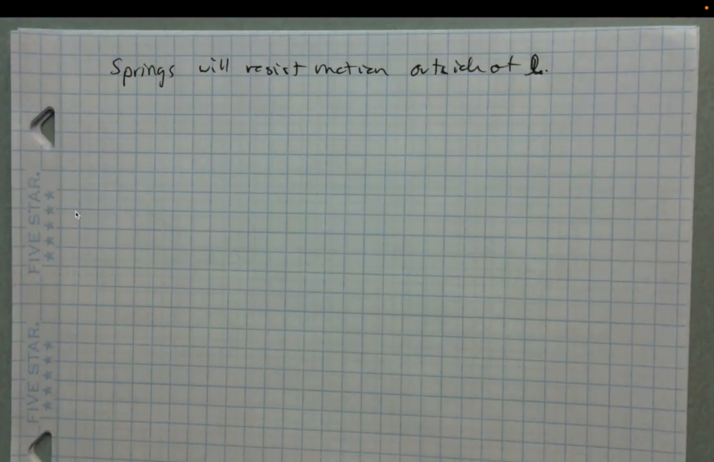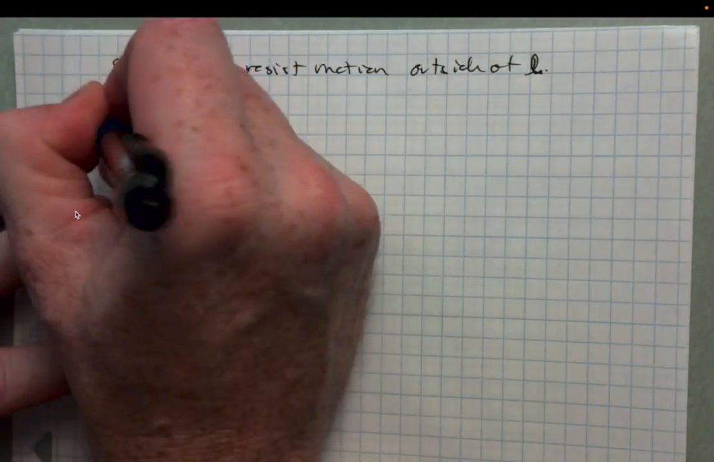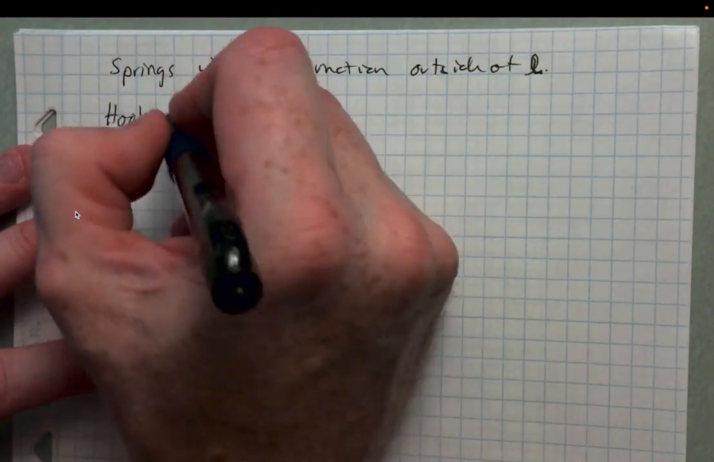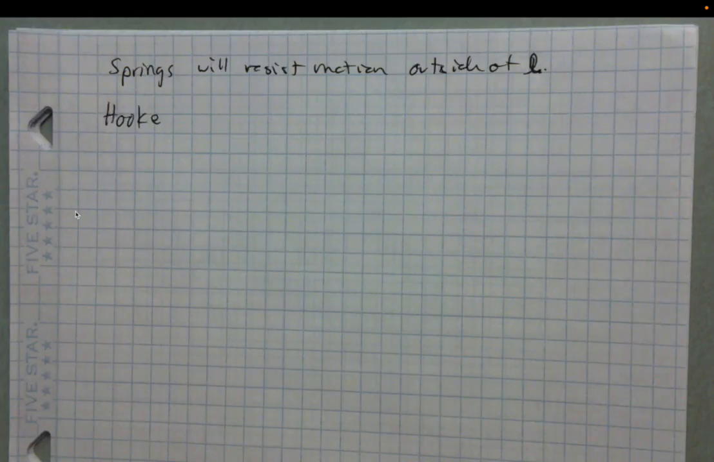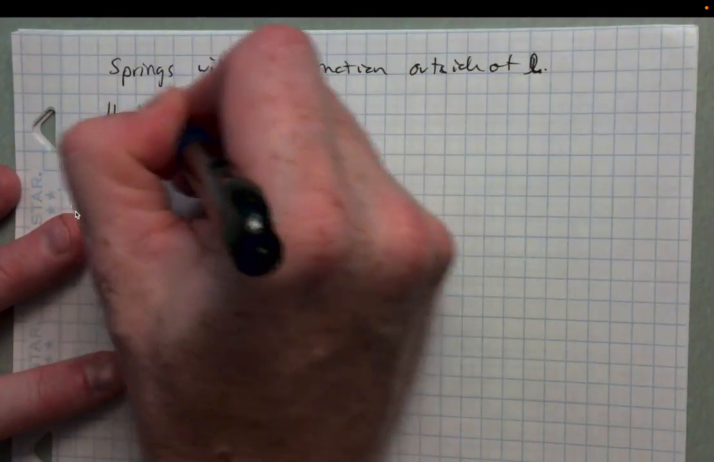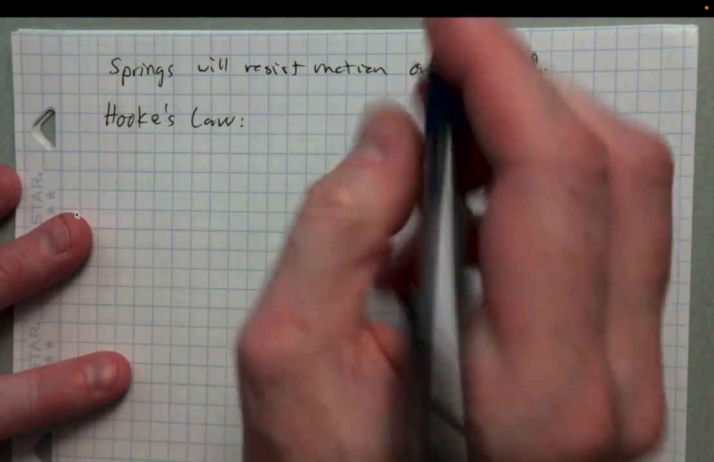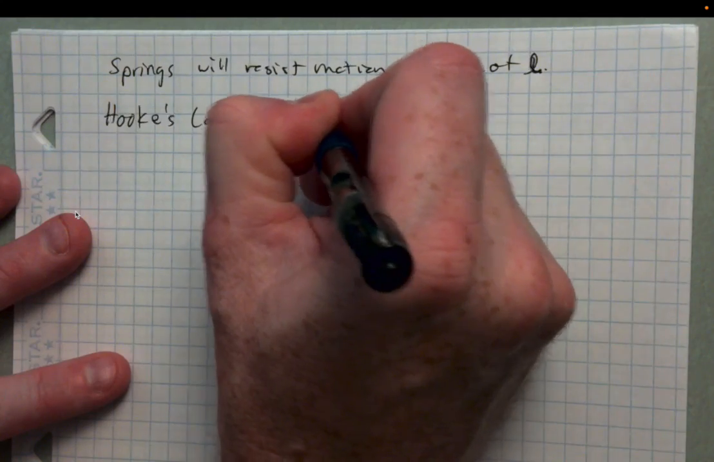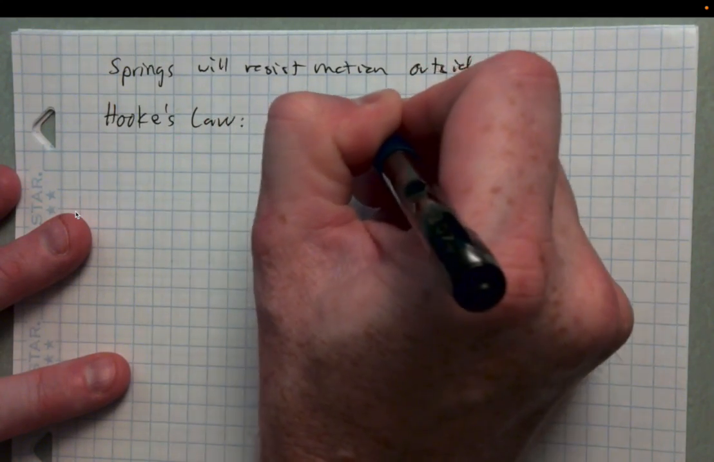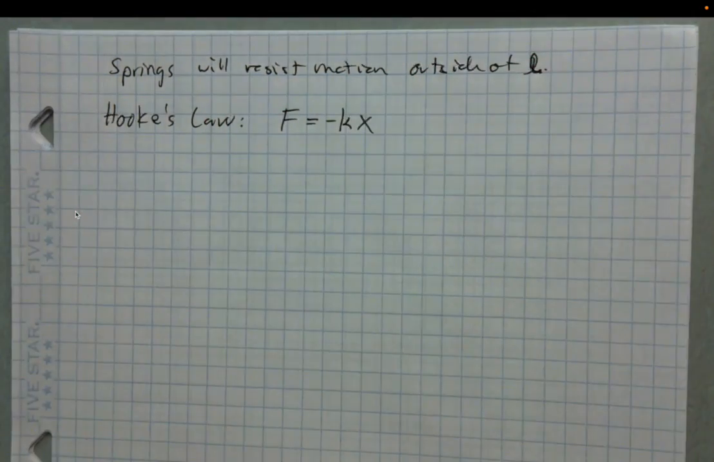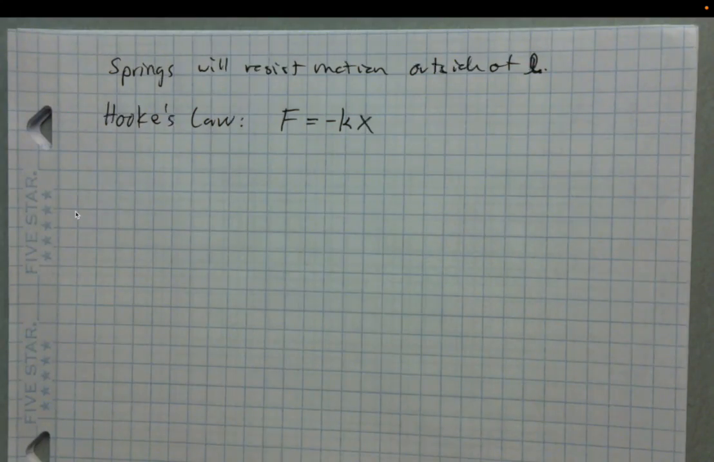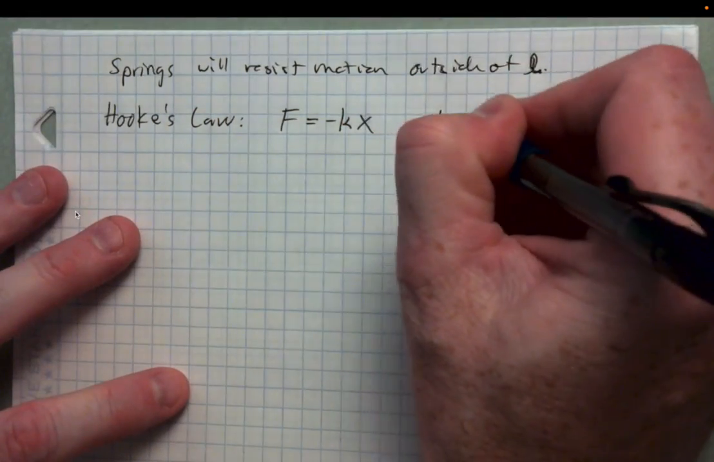Okay, and Hooke's law is the law that dictates the forces that a spring gives off. This is Hooke, a contemporary of Newton's. Hooke's law says F is equal to negative K times whatever X happens to be. And K in this case is the spring constant.